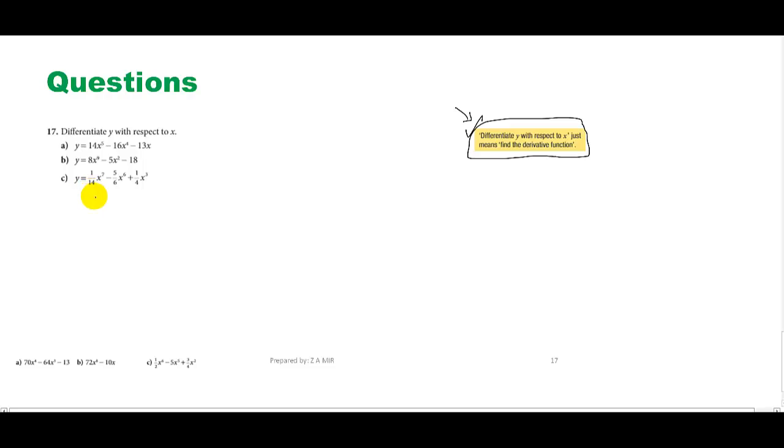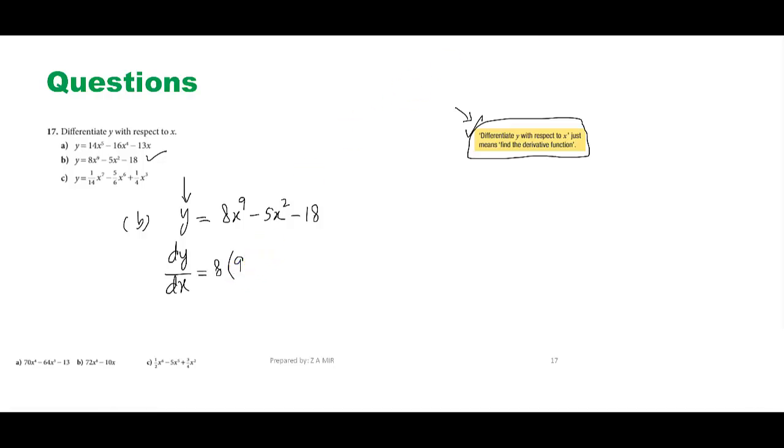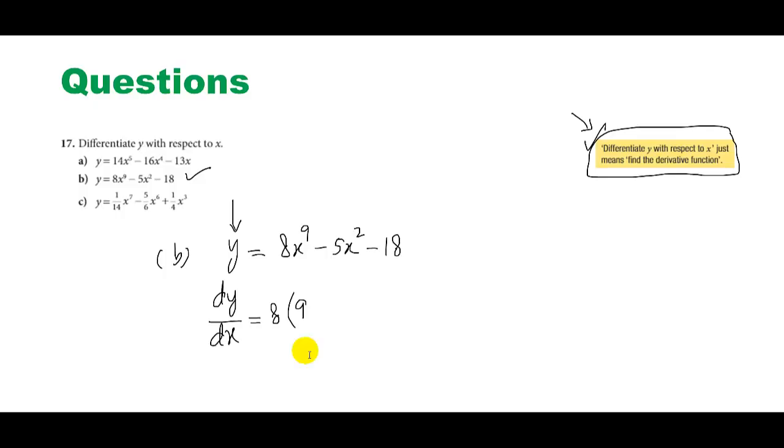Let me use this function, B part. So y is equal to 8x power 9 minus 5x square minus 18. So now it is y. So I will use dy over dx now. Now I will use dy over dx for derivative. 8 will remain the same. Sir, can you zoom in on this a little? Okay, so bring the power down and subtract 1 from the power.